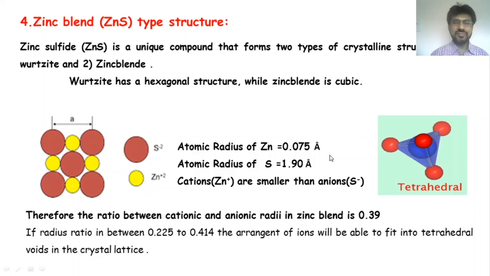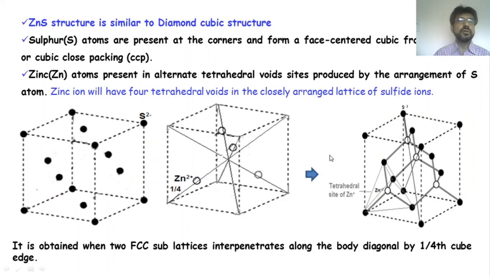So here the radius ratio also shows which type of voids are present in this unit cell. Now students, we have just discussed the diamond type of the structure. The ZnS structure is also similar to the diamond type of the cubic structure.